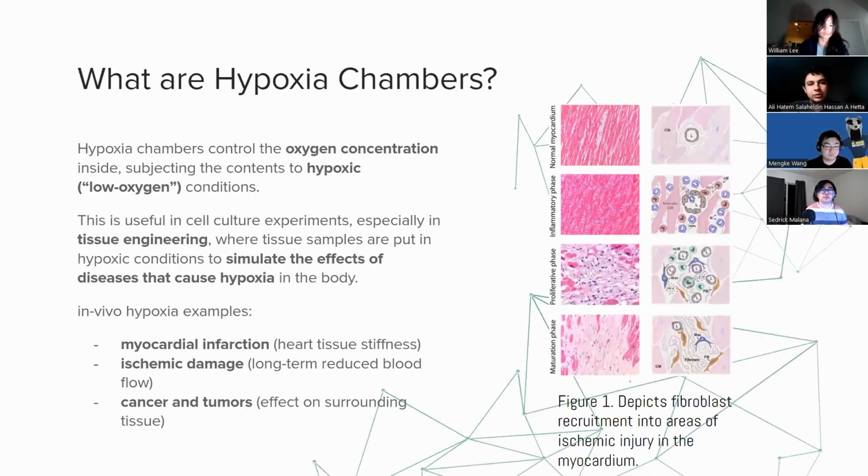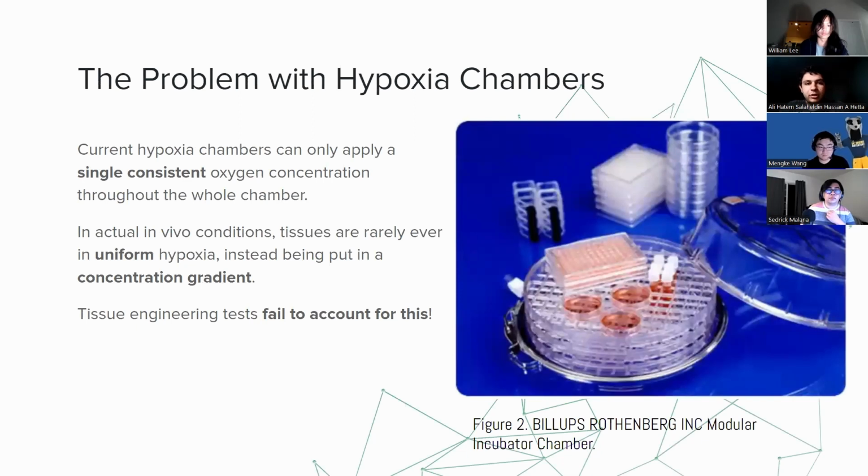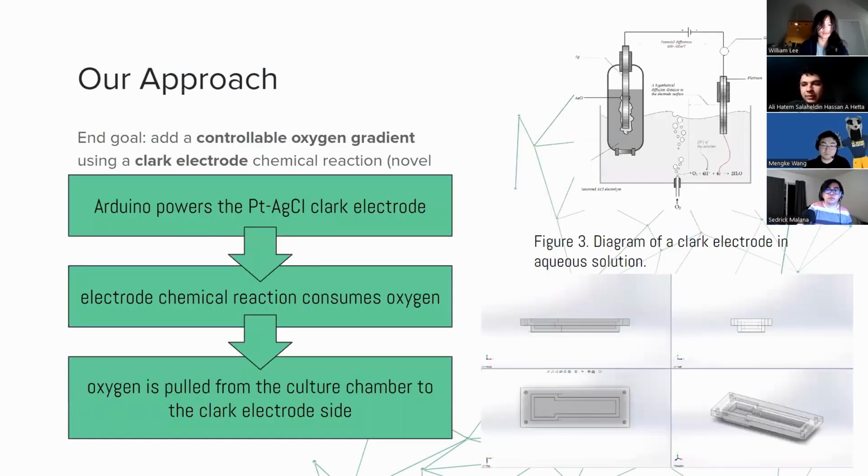So to introduce you into what a hypoxia chamber is, it's used to study instances of hypoxia in the body, such as myocardial infarction and cancer tumors, where a tissue culture is conducted under low oxygen environments. And so the issue with current hypoxia chambers is they don't really simulate in vivo conditions because they generate a low oxygen environment in one single concentration instead of a uniform gradient as seen in vivo conditions. And so now I'll be passing it off to our facilitator, William Lee, to talk about our approach.